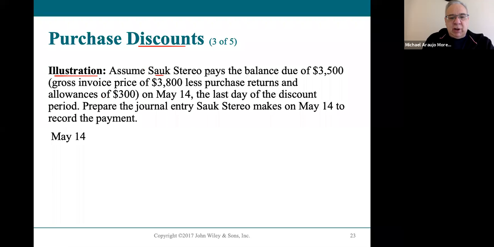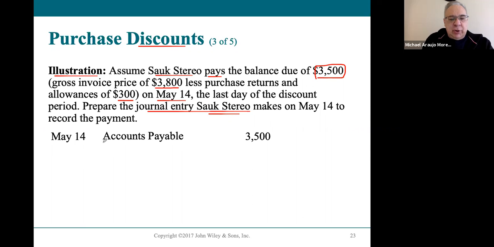So Sock Stereo now only owes $3,500 to PW Audio. Why? Because they bought $3,800 worth of inventory and they returned $300. So that's a $3,500 difference. They paid for this on the 14th of May, which is within that 10-day period. So what's the journal entry Sock Stereo is going to make in this case?